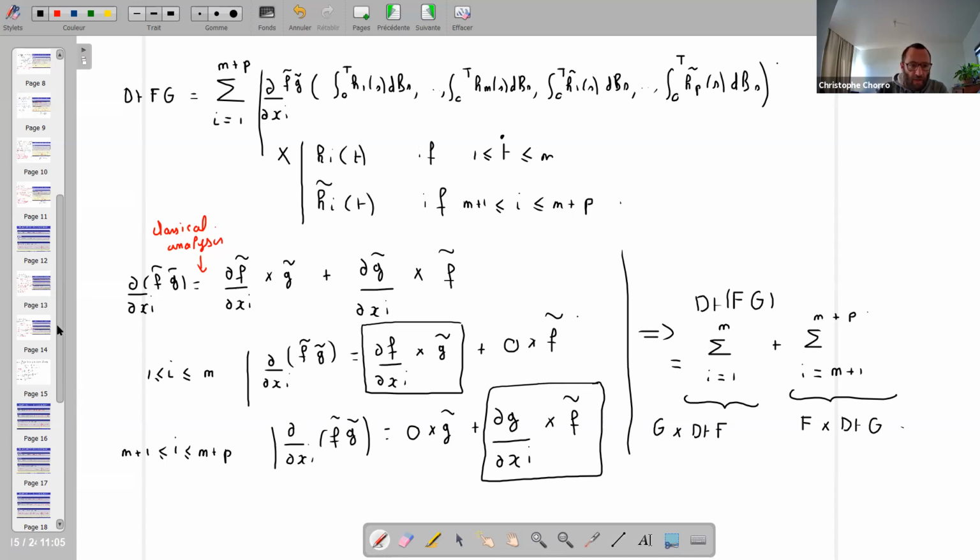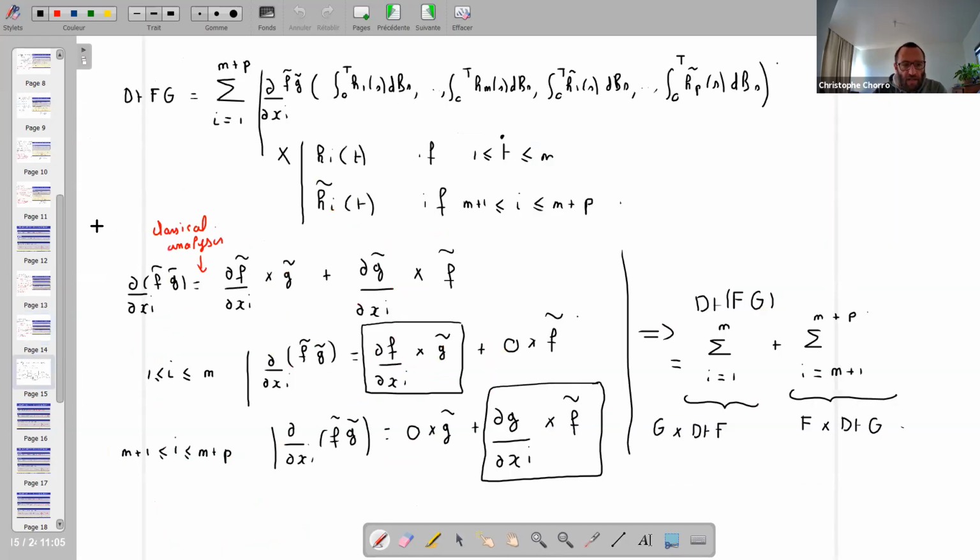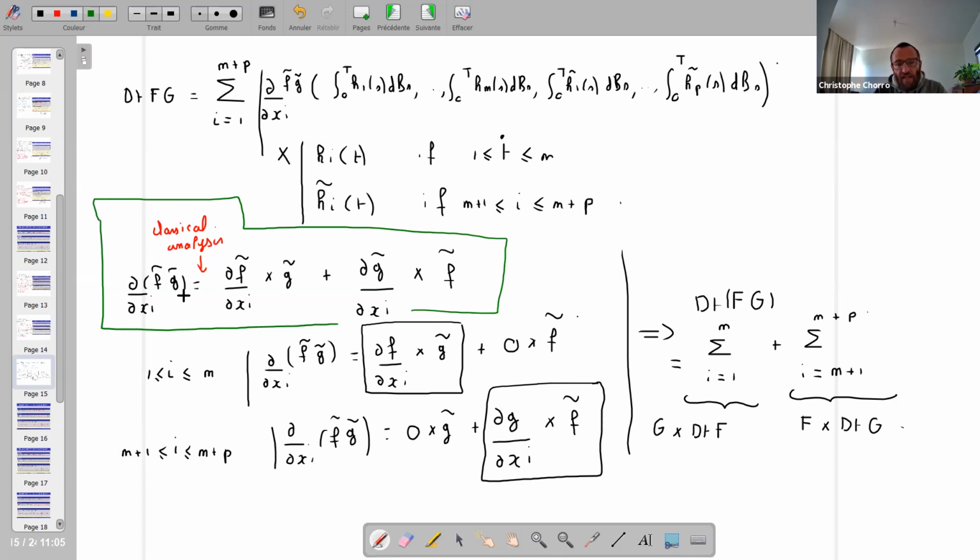Okay, so to summarize, the lemma 1. It seems to be a little bit complex, but in fact, I just have to handle notations here. You see that the only real argument that I use is the partial derivative of a product using the classical formula. It's what I use in order to obtain my formula.